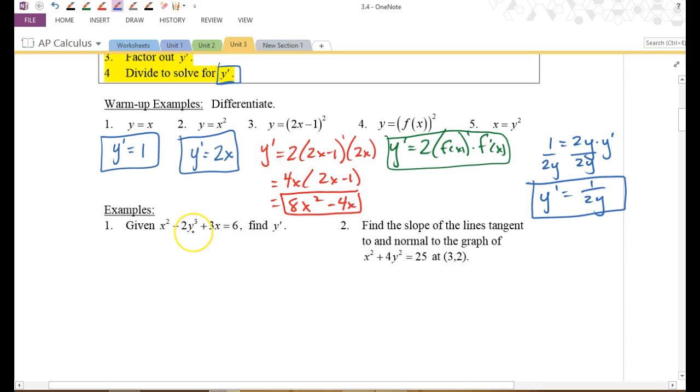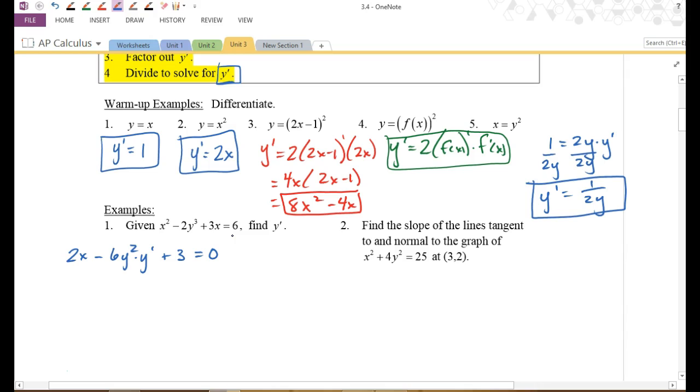On example 1, they have another equation that does require implicit differentiation, and they ask us to find the y derivative. I'm going to derive each term individually. The derivative of x squared is 2x. The derivative of 2y cubed becomes 6y squared times the y derivative. The derivative of 3x is 3, and the derivative of 6 is 0.